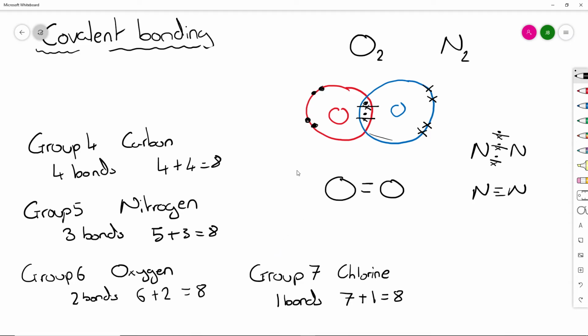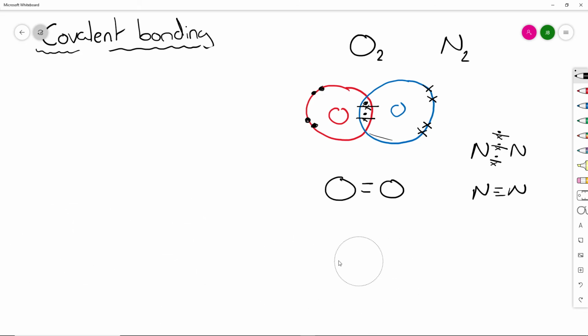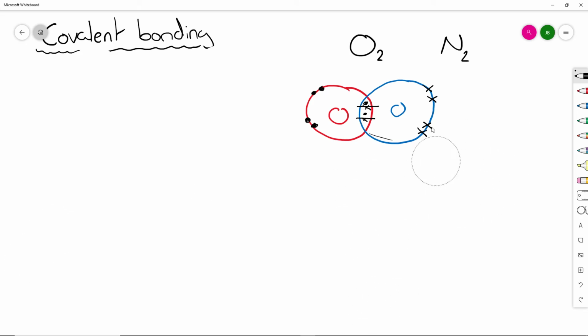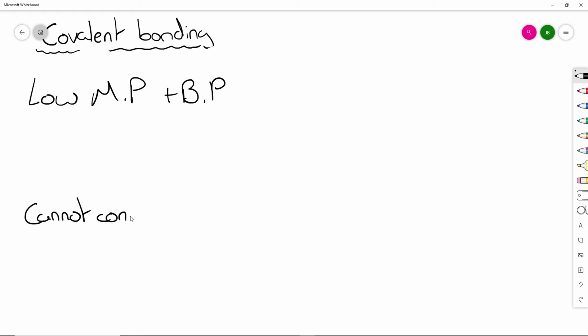Right, now let's talk a little bit about their properties and why we can understand bits about them using this information. So, a key property you do need to know is that they have low melting point and boiling point. Another one is they cannot conduct electricity.